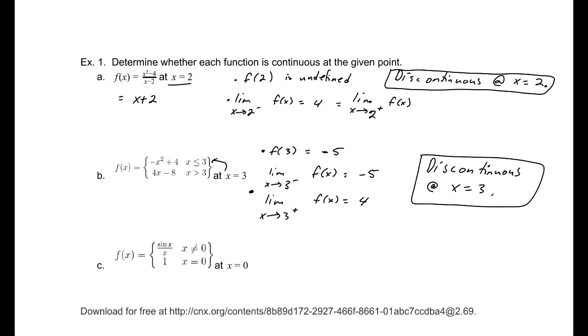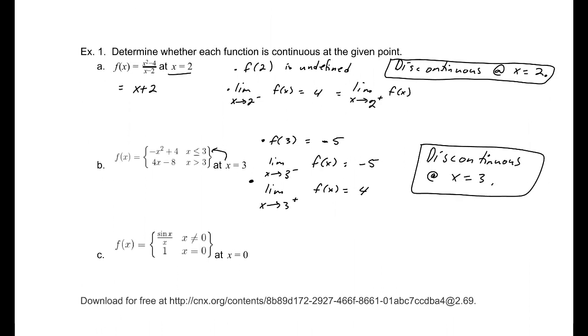Okay, part C, we've actually looked at this function previously, and we determined a couple of things, well, mainly the limit. So we'll get to that in a second. But if I evaluate this at 0, well, that tells me I need to use this. So f of 0 is 1. All right. Now, the limit as x approaches 0 of f of x, as we approach 0, is actually going to involve the upper function.